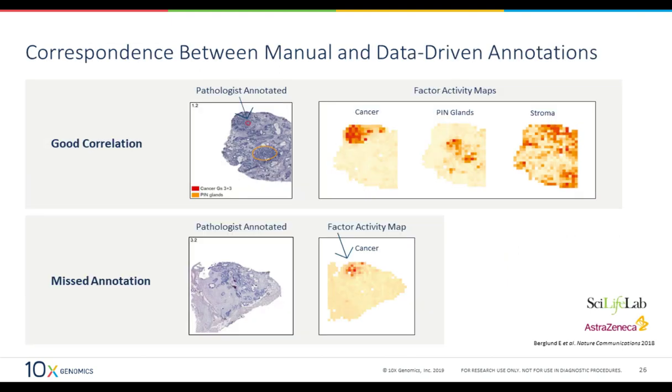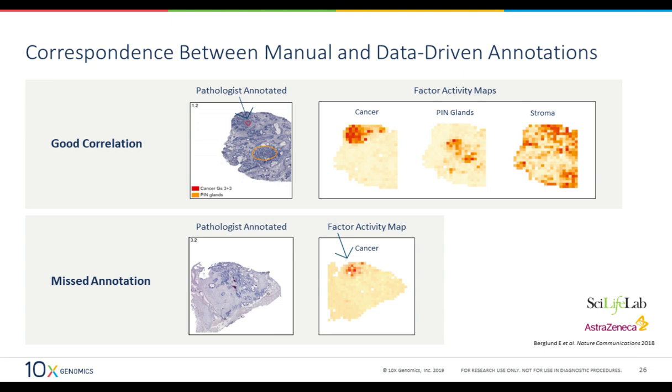And when they did this, they saw 2 scenarios that came up frequently. In the top scenario, you see that the pathologist annotated a region of interest with cancer and PIN glands. And in the factor activity map, they actually got pretty good confirmation that there is cancer in that region based off of those 6 genes, as you can see in the heat map in the top, as well as a positive control that stroma existed in the regions that are outside of that area on the far right.